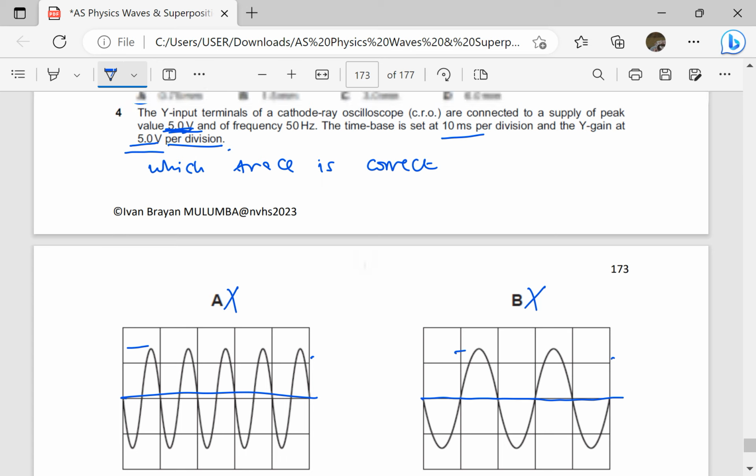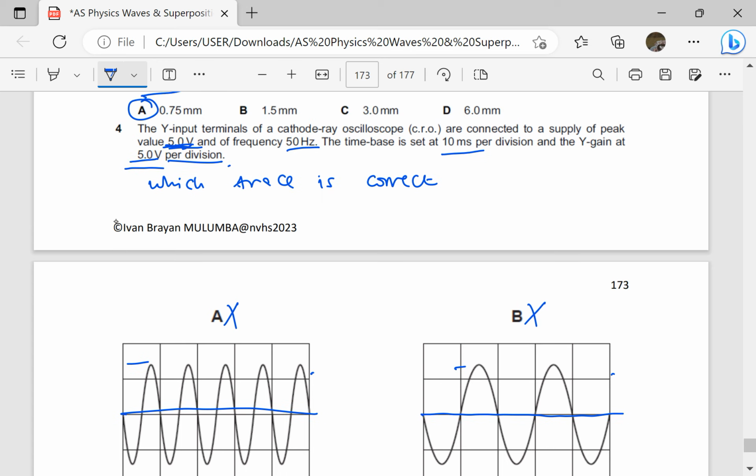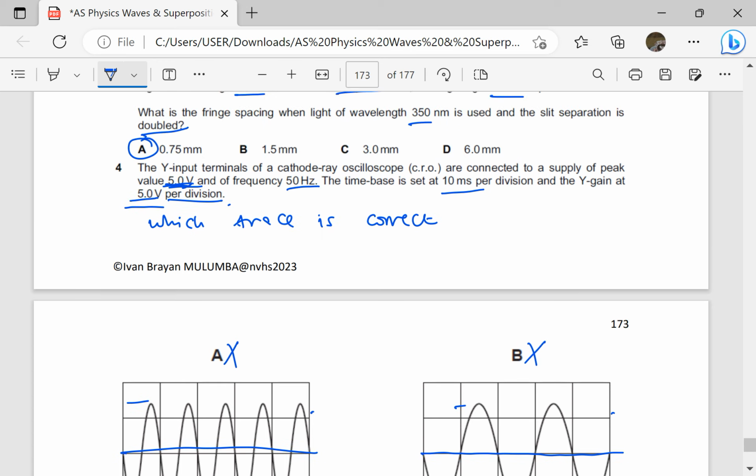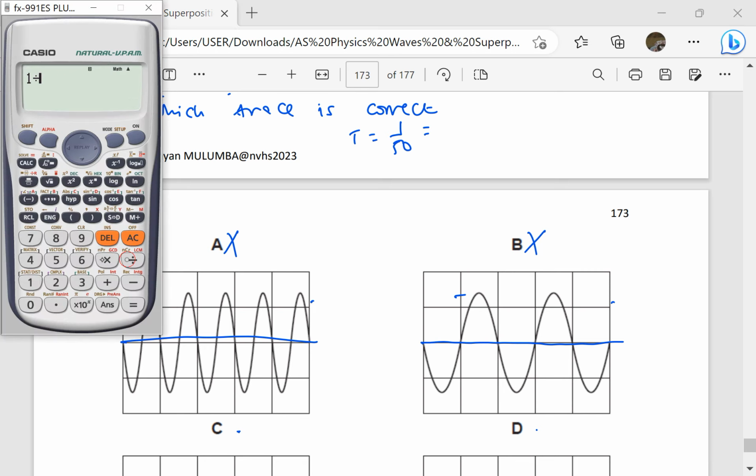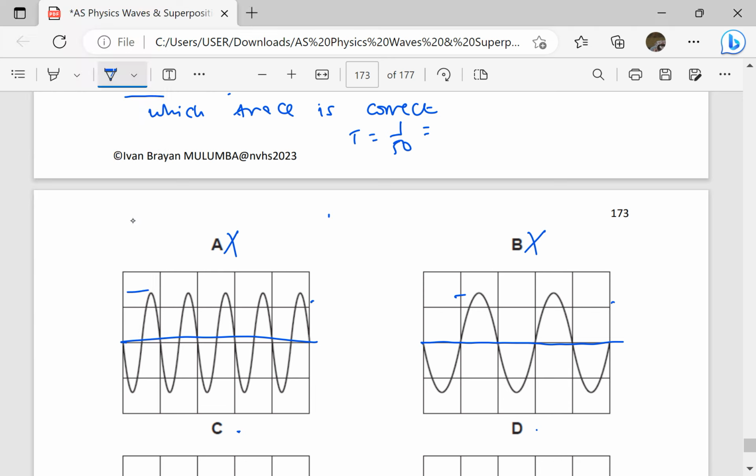Then, are the frequencies 50 hertz? We can find the period. The period is going to be 1 over 50. So the period is 1 divided by 50, that is 0.02. The period is 0.02 seconds.